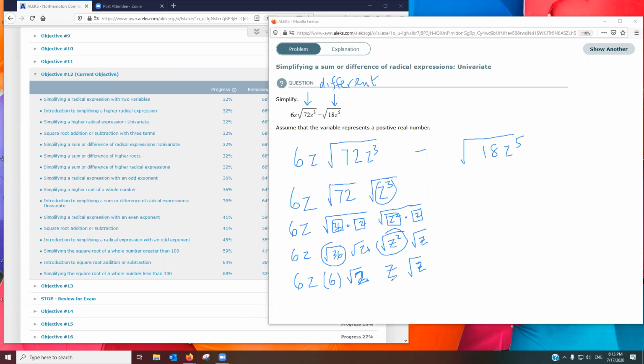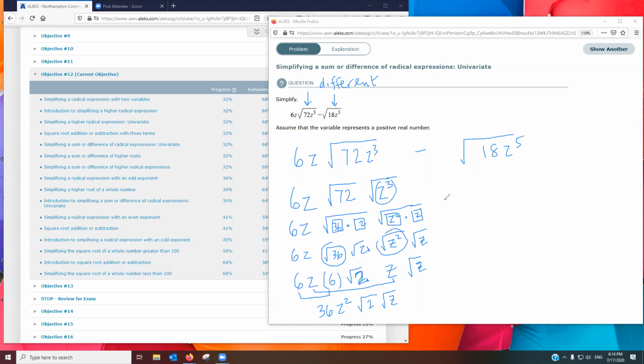All right, so here's what we have. It looks like we have 6 times 6, that's 36. We have a z and a z, so that's a z squared. And then we have the square root of 2 and the square root of z.